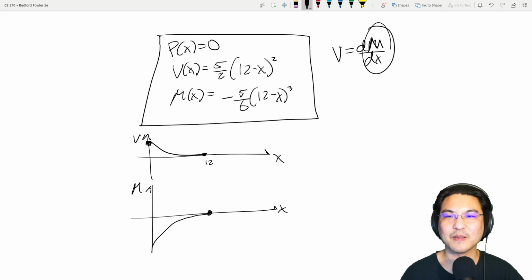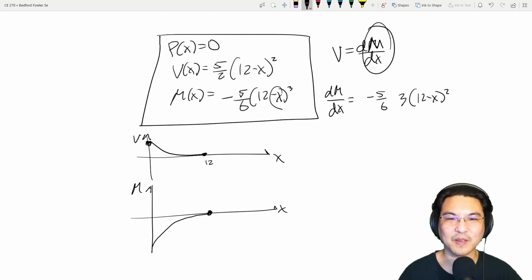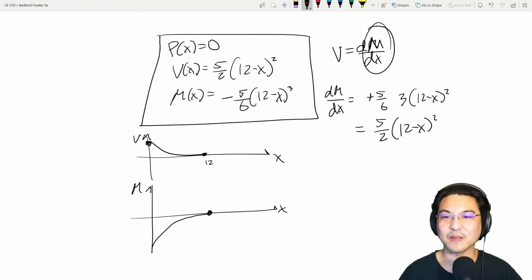Okay, so if we take the derivative of this with respect to x, what do we get? Okay, so take a derivative with respect to x, minus 5 over 6. Okay, so then that'll be times 3, 12 minus x squared. And then see that there's the minus, so times minus 1. So this will become a plus. All right, so then what do we have? We have 5 over 2 times 12 minus x squared. Okay, and let's compare it to, yep. All right, so there you go.